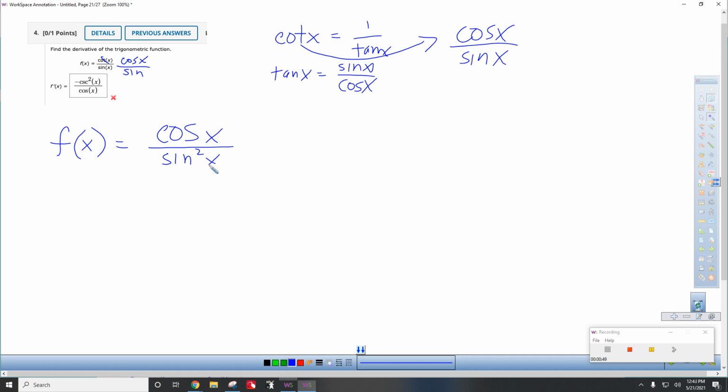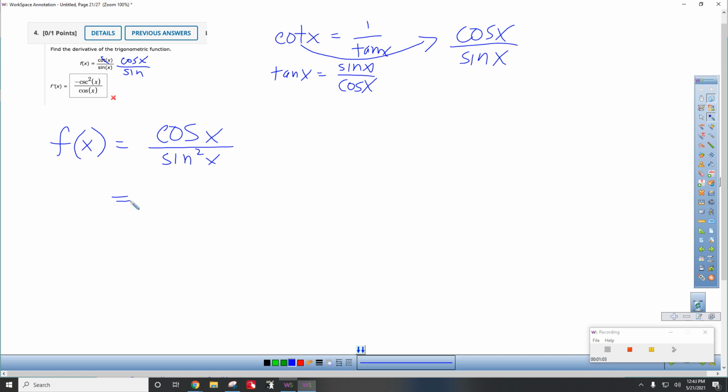So now we're going to do low d high minus high d low all over low low. I hope that's the quotient rule. That's how we're remembering it. We say it a lot here at school, but I don't know if you've heard that very much.